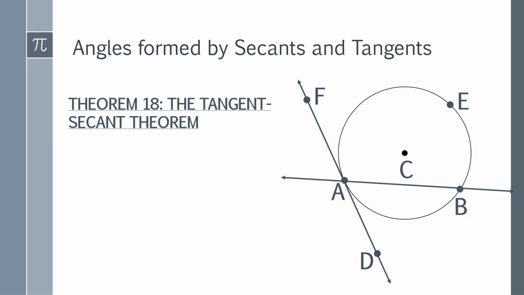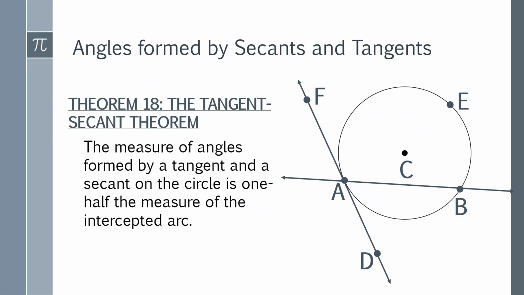Let's have theorem number 18, which is the tangent secant theorem. This theorem states that the measure of angles formed by a tangent and a secant on the circle is one half the measure of the intercepted arc, meaning to say that there are two angles on the figure. We have here angle BAD and angle FAB.